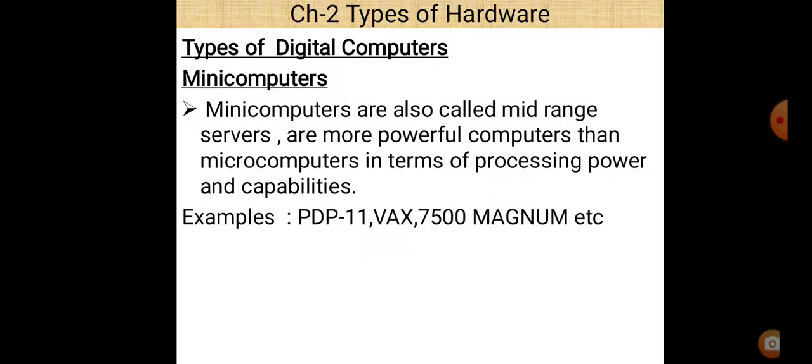Next is mini computer. Mini computers, also called mid-range servers, are more powerful than microcomputers in terms of processing power and capabilities. Examples of mini computers are PDP-11, VAX 7500, Magnum, etc.